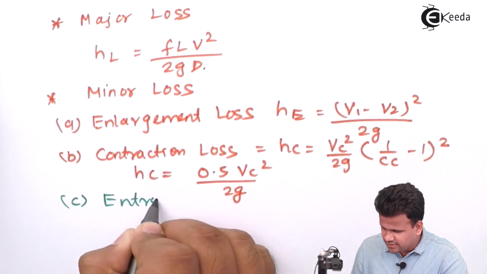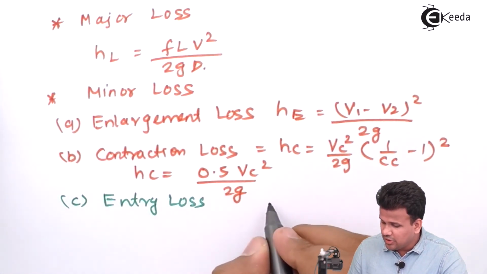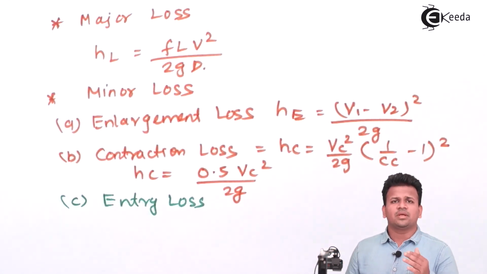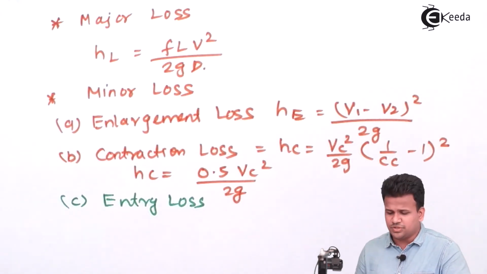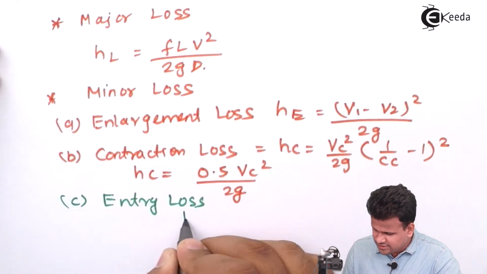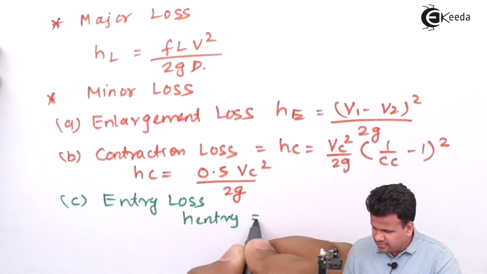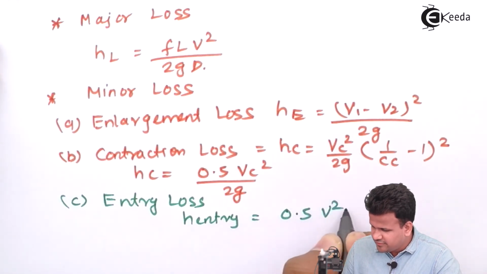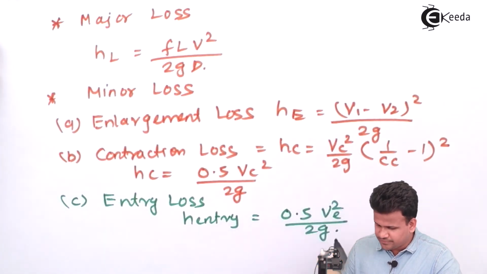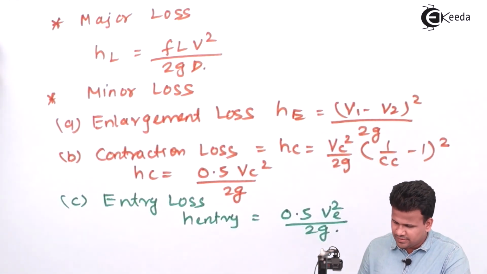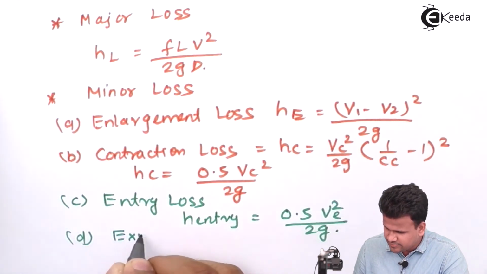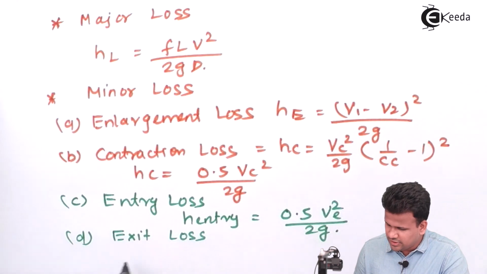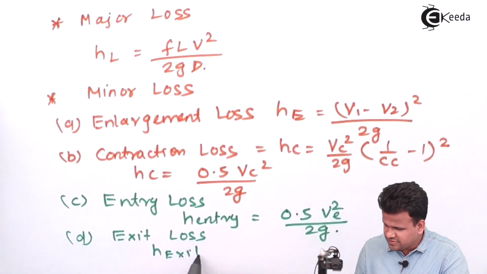The next loss we have studied is entry loss. That is the loss due to entry, when the fluid flows from a reservoir into a pipe. During this there is some change in the flow pattern, and it is given as H entry equals 0.5 V entry square by 2g. Then the exit loss, which we have seen, is H exit equals V exit square by 2g.